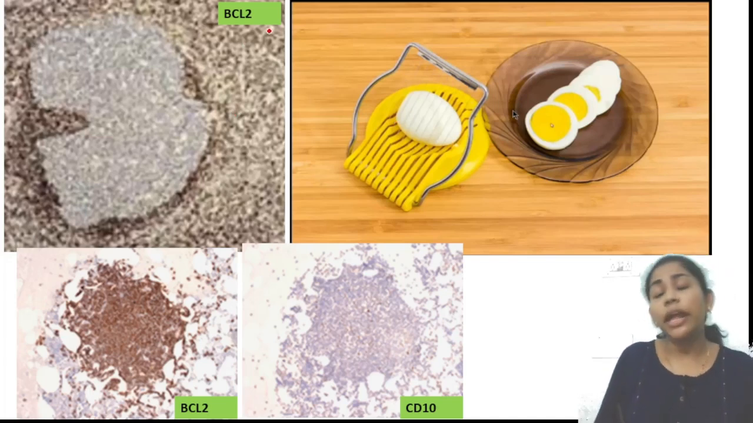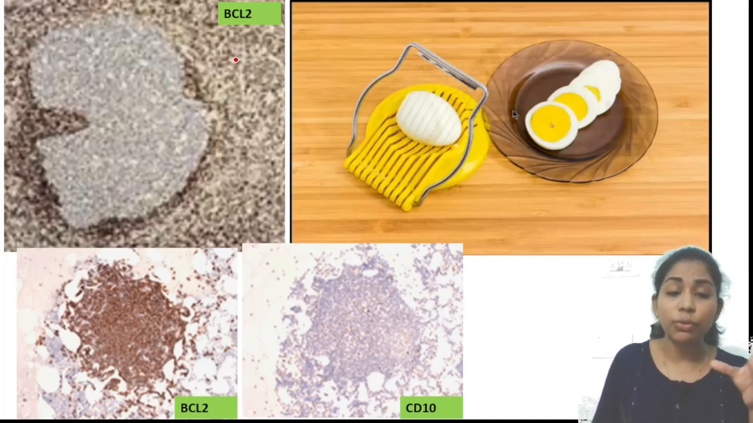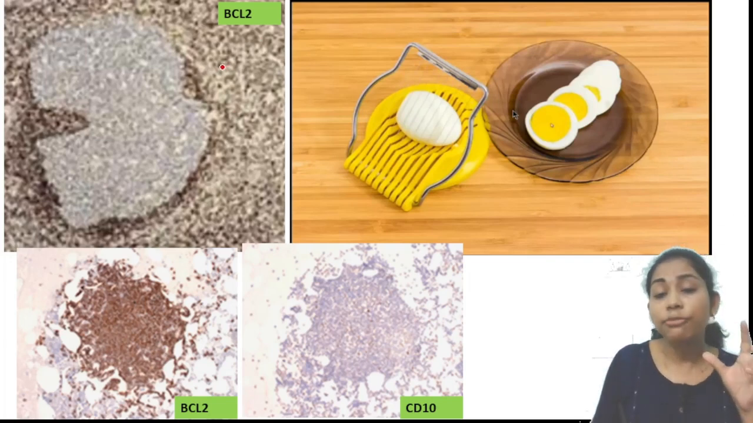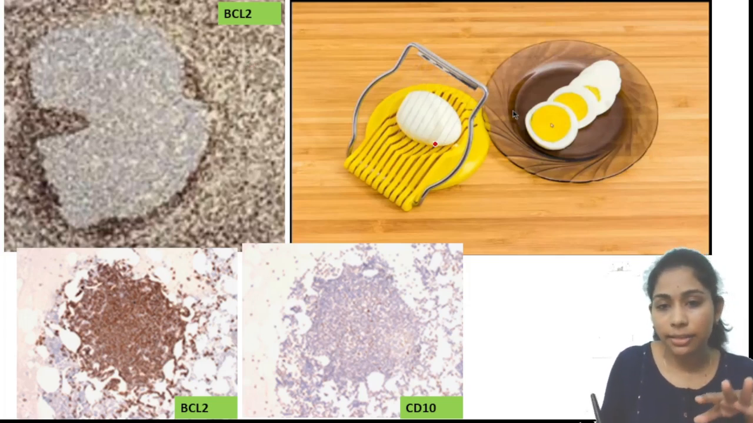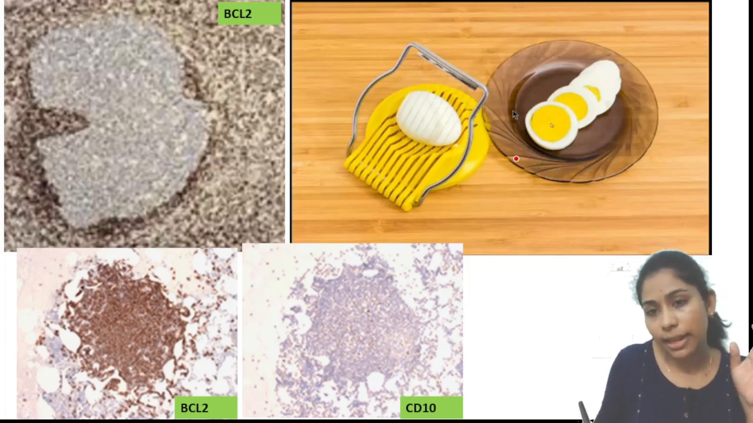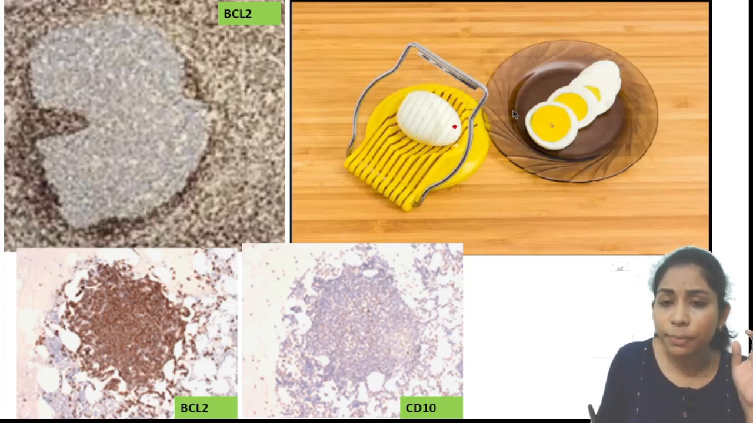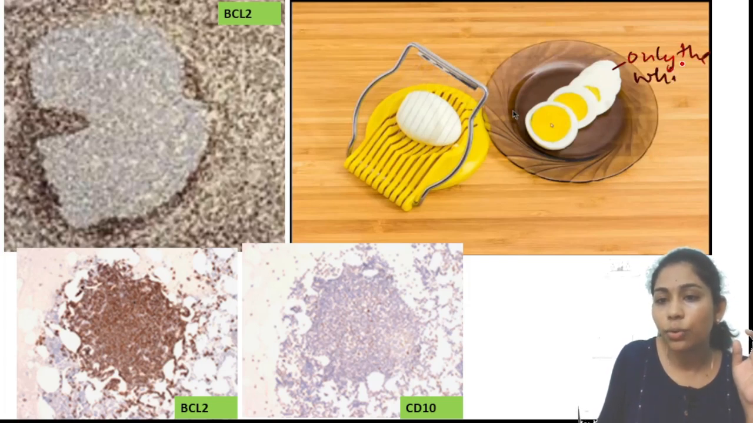Here, I would like you guys to think of the lymphoid follicle in the form of an egg. If you cut the egg in this egg slicer, you will get pieces like this, right? So what is the first piece you get when you cut here? Only the white one, right? Only the white you got. But later, in the subsequent slices, you got the yolk.